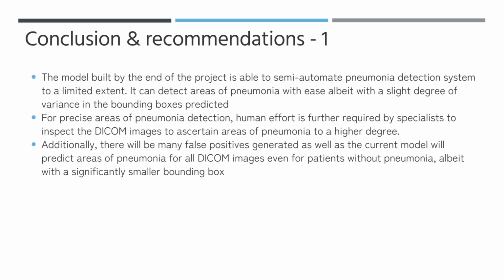To conclude, the project's objective is to develop a model to detect pneumonia, and the model built so far would achieve this to a certain extent, but definitely can be improved further. With the current model, it can detect pneumonia with ease but with a certain degree of variance. The precise area needs to be further investigated by the healthcare specialists though, as the predicted area might be too large or not accurate enough. Also, there will be many false positives generated, as well as the current model predicts smaller pneumonia bounding boxes in images where there is no pneumonia detected.